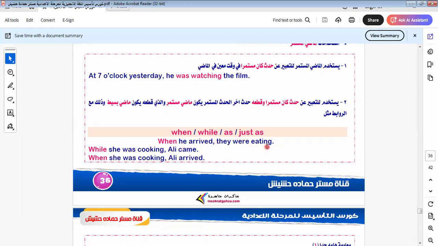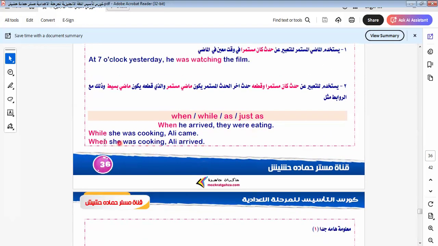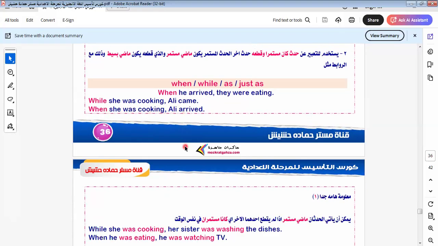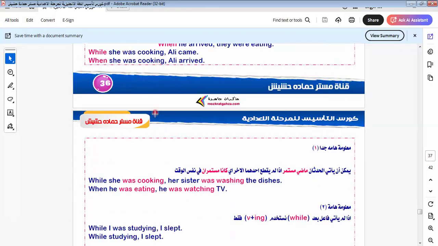So the other part will be in the past continuous form, and the verb that follows "when" will be in the past form like this. "While she was cooking, Ali came." So here is the past continuous tense, and the other one is the past simple. "When she was cooking, Ali arrived." Okay, I think it's not correct because the sentence should be "when Ali arrived, she was cooking", because as we know, any verb that comes after "when" will be in the past form. Okay, I think this sentence is not correct.